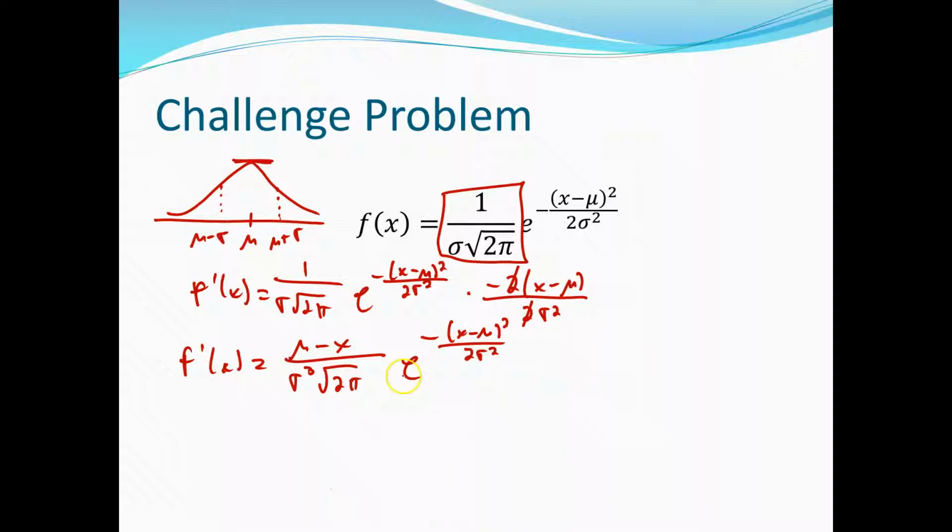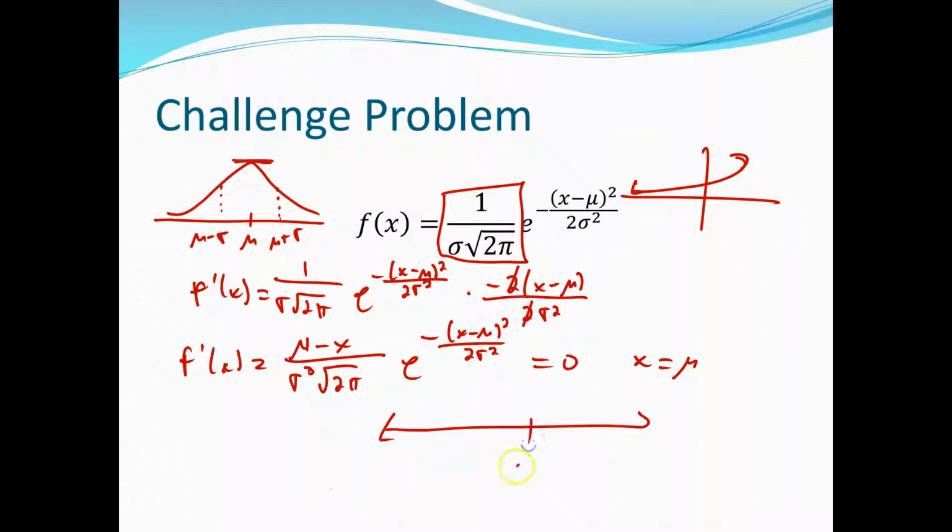E to a power, always positive, right? It looks like that. So it will never be negative. So this guy is always positive. So the only thing that's going to determine the sign of this is the mu minus x. So that's equal to 0 only when x is equal to mu. So x equal to mu is the only time we have a horizontal tangent, and we can make our sign analysis.